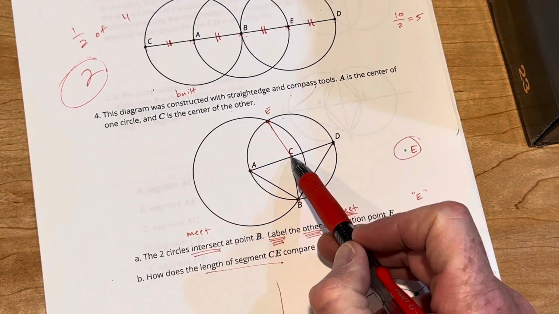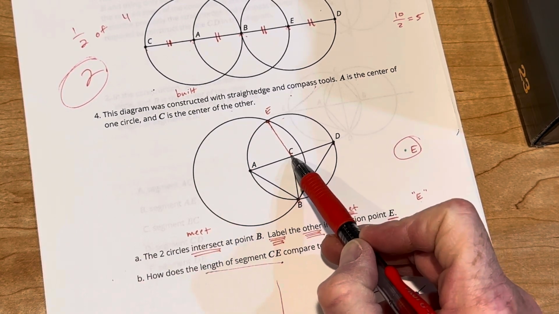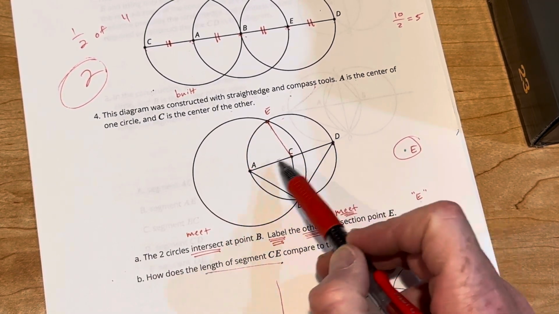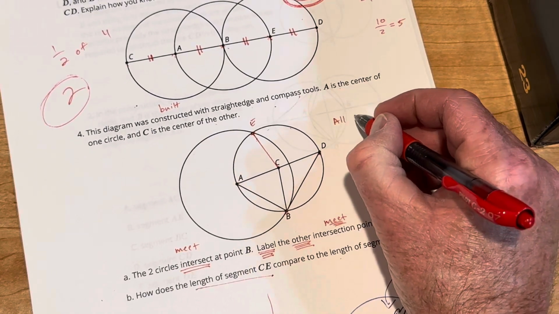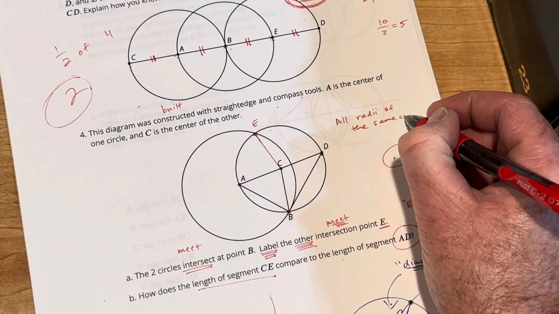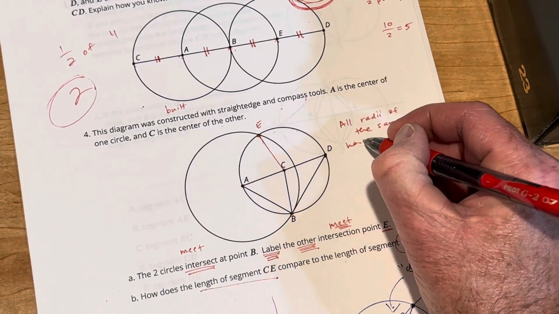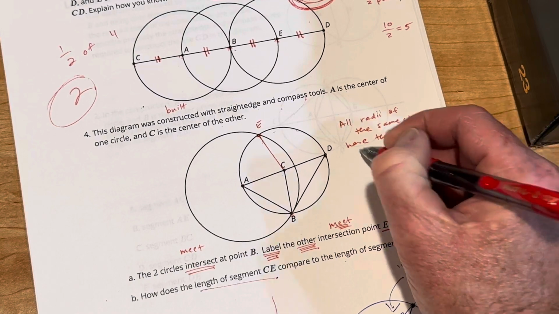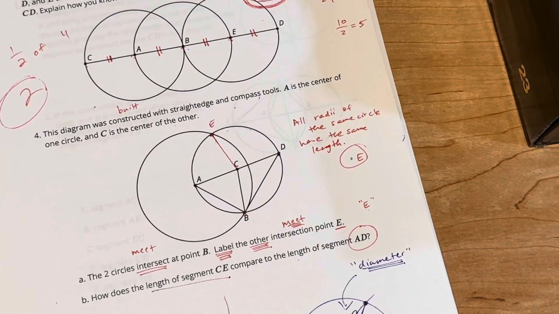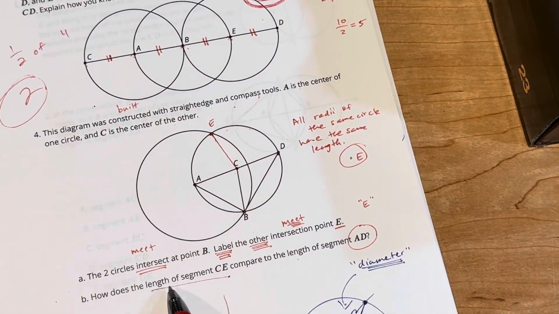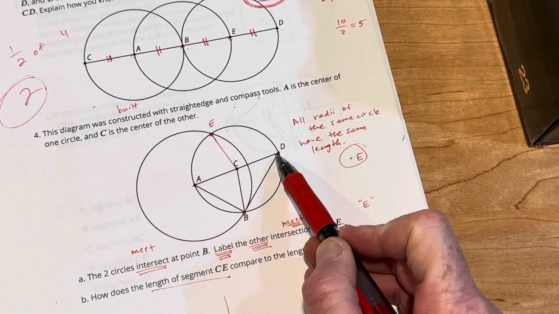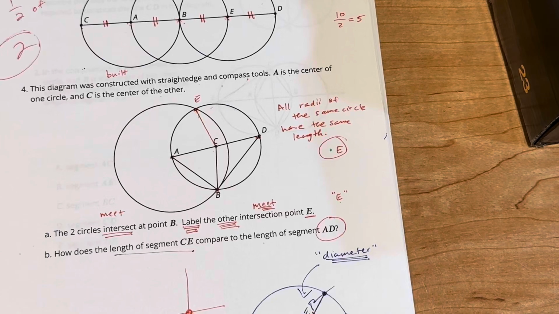Radius, right? These are all radii of the same circle. All radii of the same circle have the same length. That's what you need to know. Definitely need to know that. So let's look at how does CE compare to AD? You tell me. Okay, hopefully that helped.